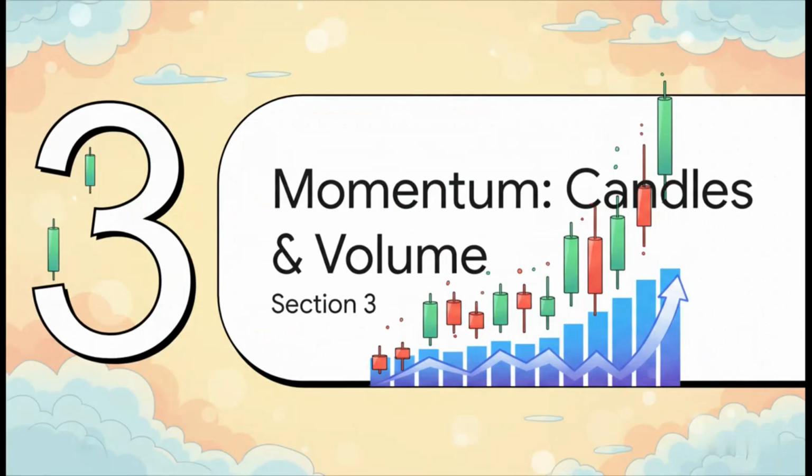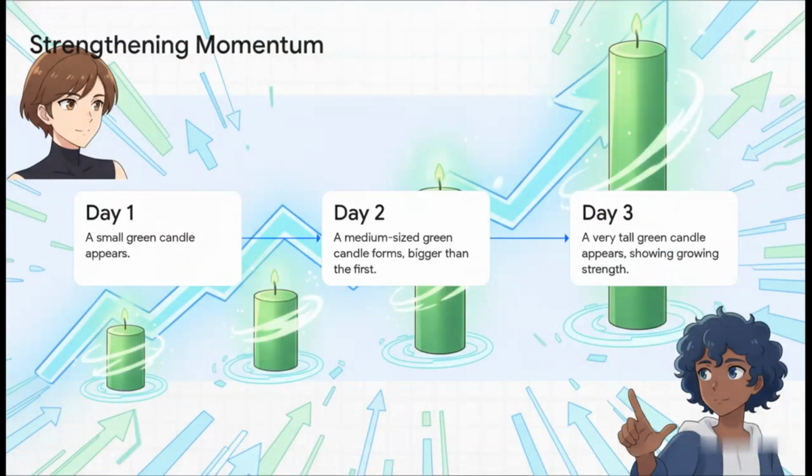All right, so reading one candle is easy. But the real story, the good stuff, is what happens when you see a bunch of them in a row. So that brings us to section 3, where we talk about momentum and how we use candles and volume to see it. So imagine you're looking at a chart.